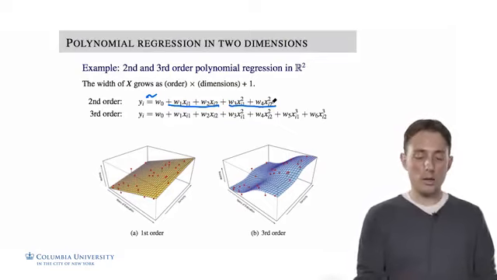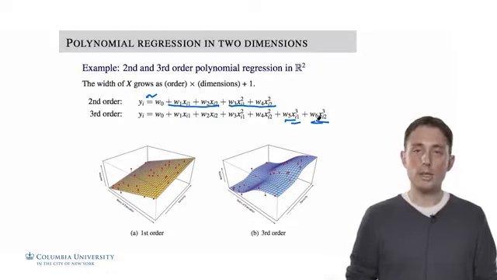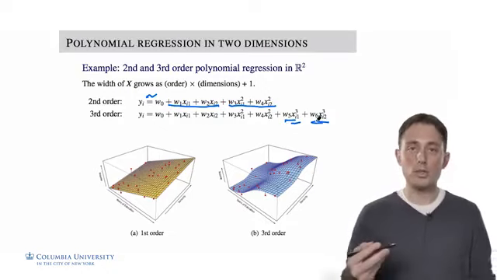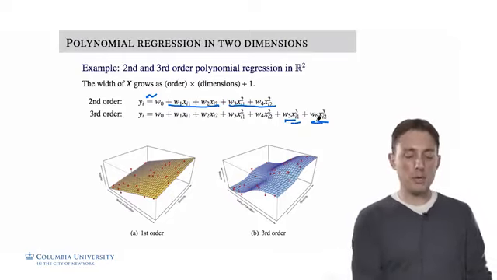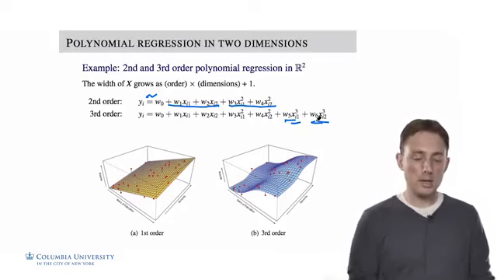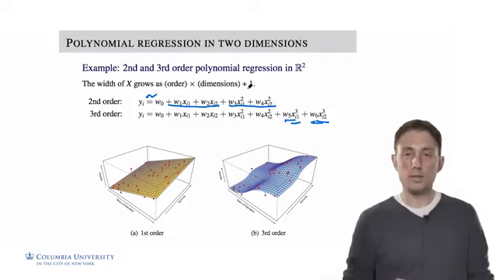With third-order polynomials, what we would have is the same thing, and then we would take each of those values and cube them and then put 2 more additional weights because we have 2-dimensional inputs. And so in general, the width of this matrix X that we're going to construct grows as the order of the polynomial times the dimensionality of the input vector x plus 1 for the offset.